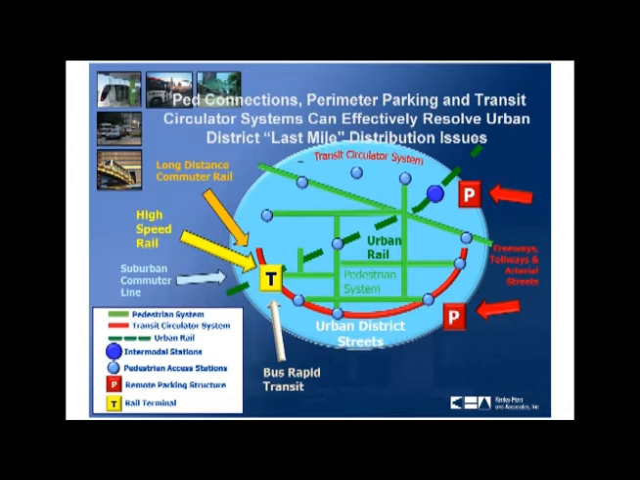So this is an illustration that talks about this circulation within the district that is often referred to as the last mile challenge. I gave a presentation here a few years ago talking about last mile issues in relation to some of our major rail stations we're talking about for high-speed rail. But this is just an illustration of that.